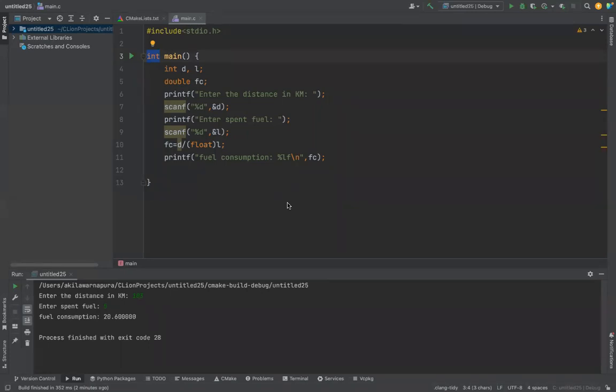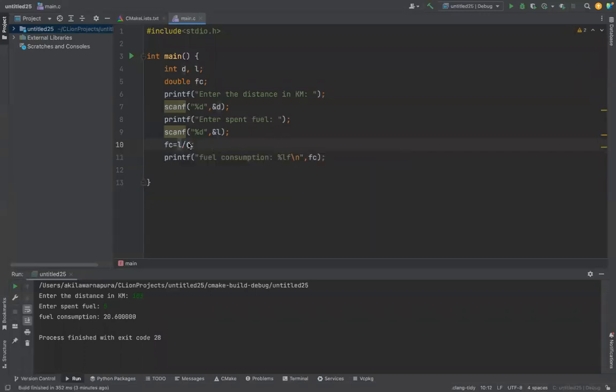Should FC, fuel consumption, be L divided by D, or is it the other way? Fuel consumption is L divided by D. That means liters divided by distance, per kilometer. The fuel consumption we are providing is 102 liters per kilometer, no? If it is the other way, you can just change that one. If the fuel consumption is the other way, you can use L divided by D.